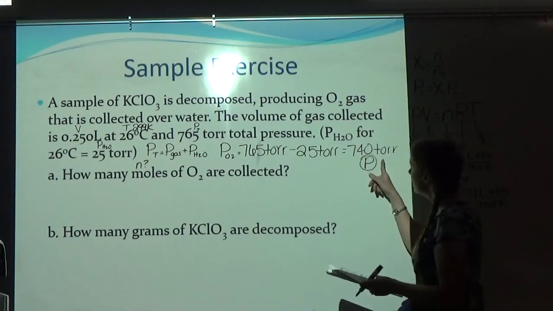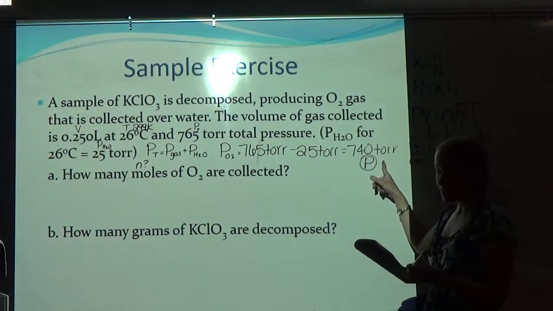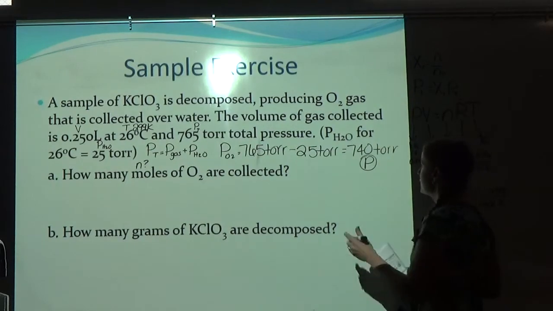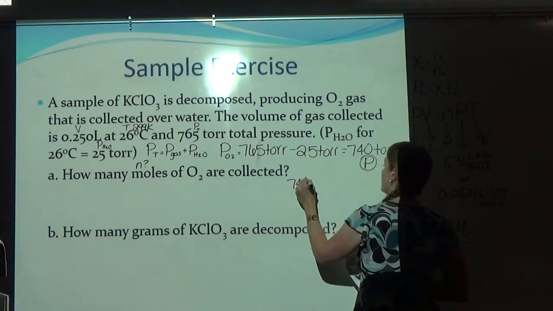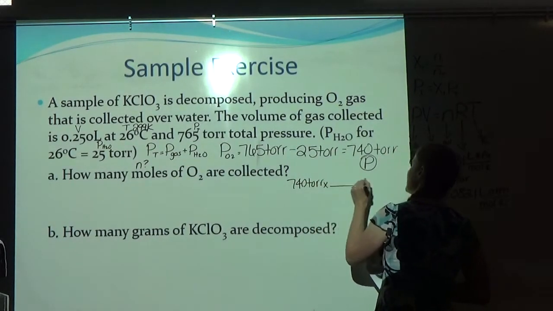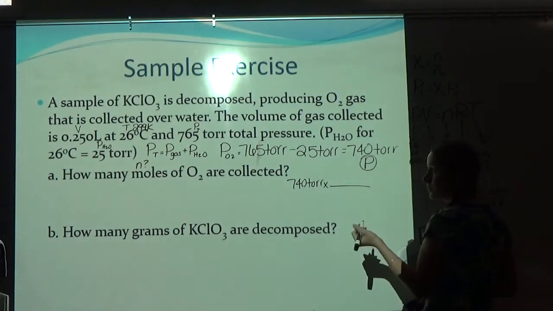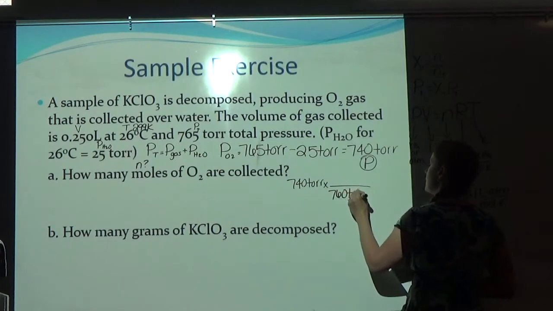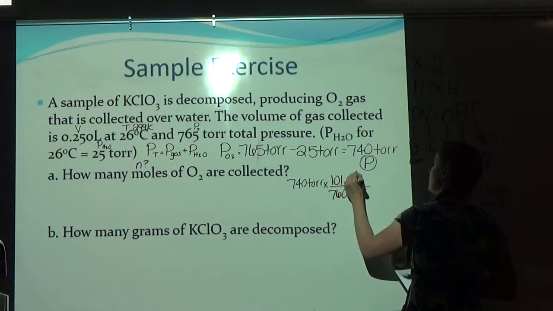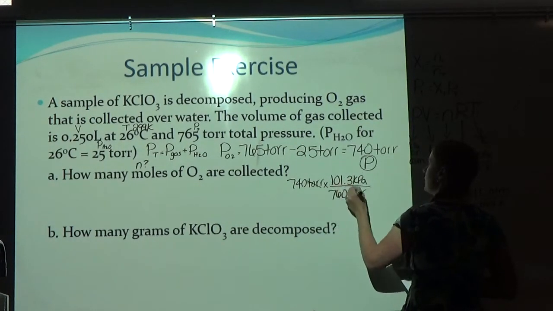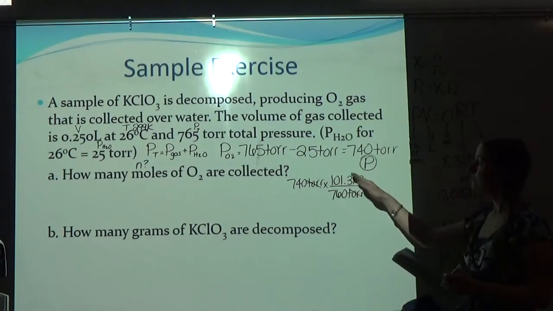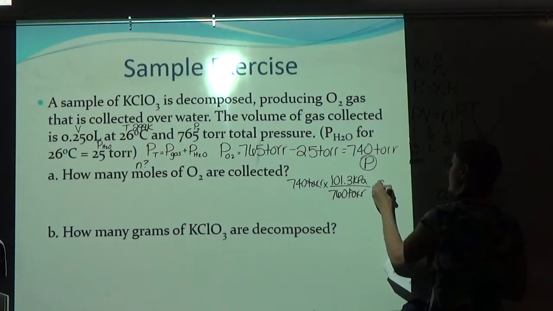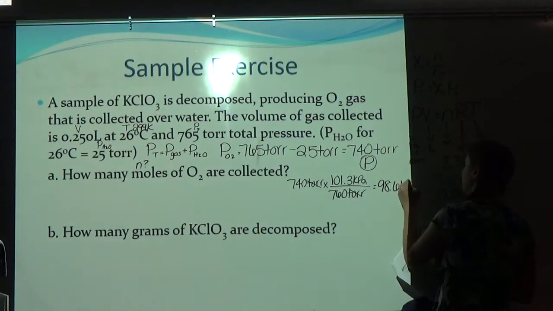And then my pressure is in torr, which is also not okay. I need ATM or kilopascals. This time I chose to go to kilopascals. So I take my 740 torr. We know that 760 torr equals 101.3 kilopascals, so I'll follow the golden rule and put the 760 torr on bottom, the 101.3 kilopascals on top. Torr cancels. So I multiply the top, divide by the bottom, and I end up getting 98.6 kilopascals.